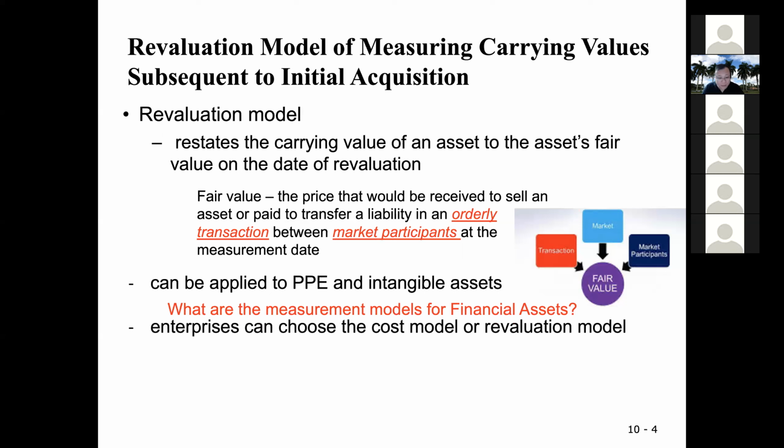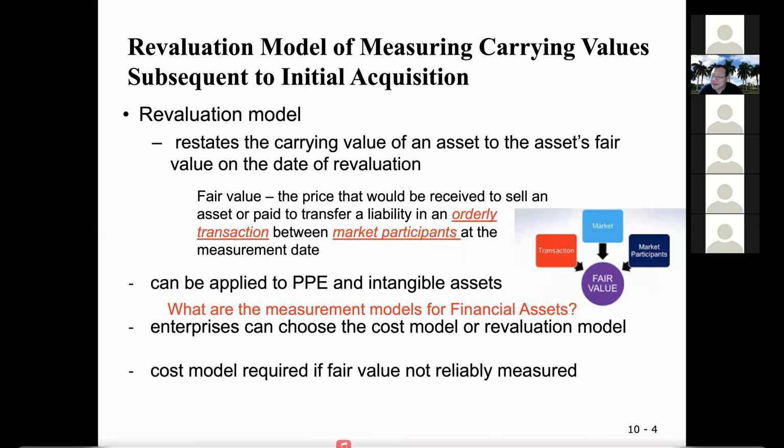The enterprise can choose either cost model or revaluation model. If fair value cannot be reliably measured, you need to use cost model. The rationale here is, the reason why IFRS allows fair value reporting is because fair value provides relevant information. If the fair value cannot be reliably measured, then that information is not relevant because it's not reliable. You can't report a fair value that is not reliable. Therefore, you have to use cost model.